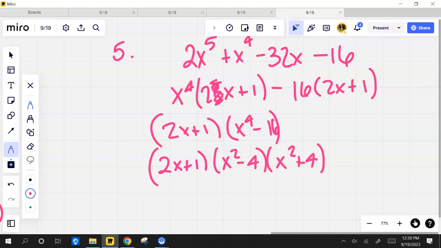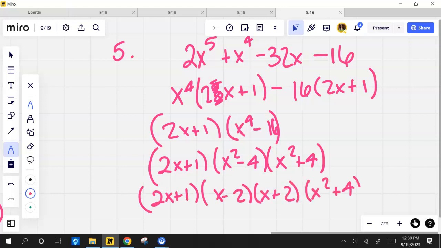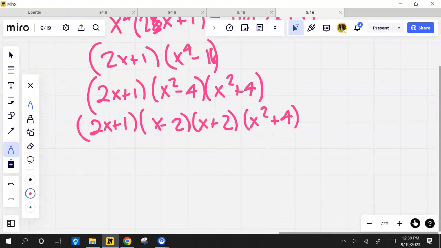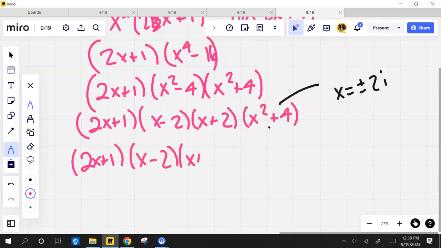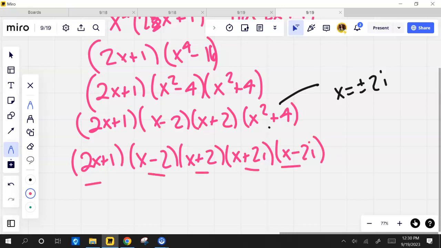This one can split up again. Okay, so you can't do the plus because that's a sum, right? It's only a difference of 2 cubes. But what I can do, because remember, if my goal is linear factorization, I find the zeros. So the zeros here would be plus or minus 2i. So I got the 2x plus 1, the x minus 2, the x plus 2, and now the x plus 2i and x minus 2i. That's exactly right. Your degree should be your number of factors. 1, 2, 3, 4, and 5.